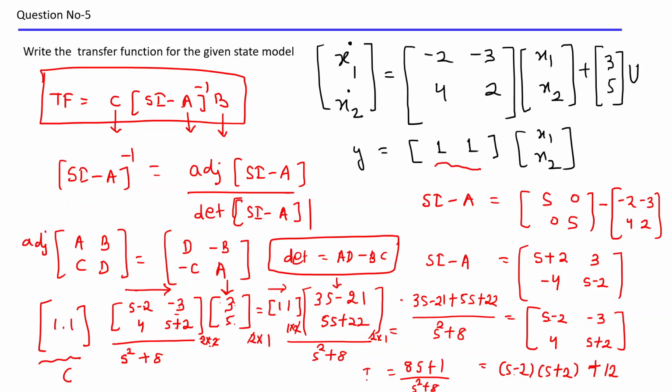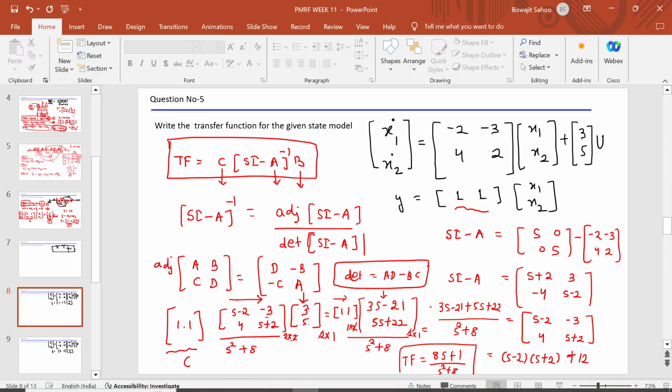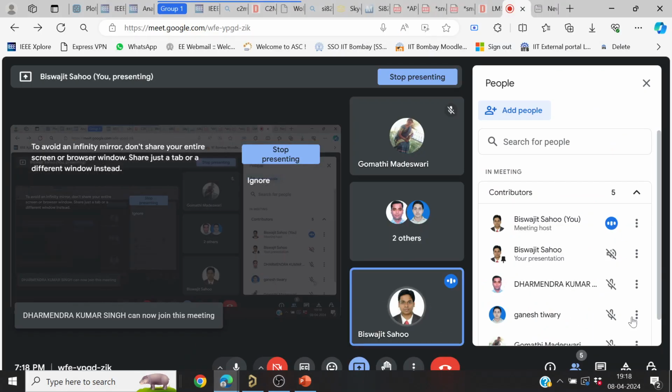I think this is your transfer function: 8S plus 1 divided by S square plus 8. This is just a matrix multiplication. If there is any mistake from my side, then please be clear. Are you following how I have written that? Yes, sir. Okay.